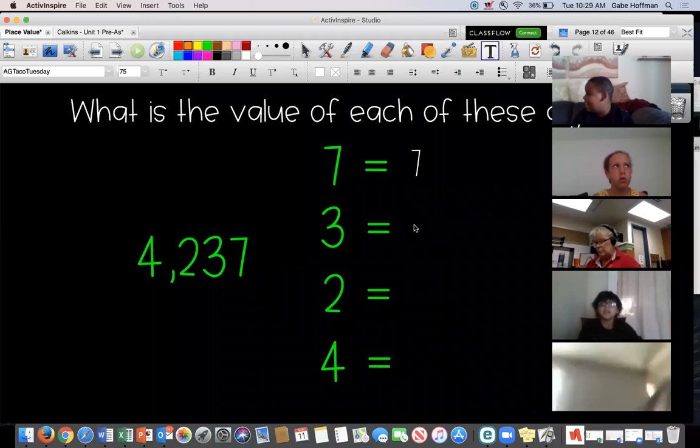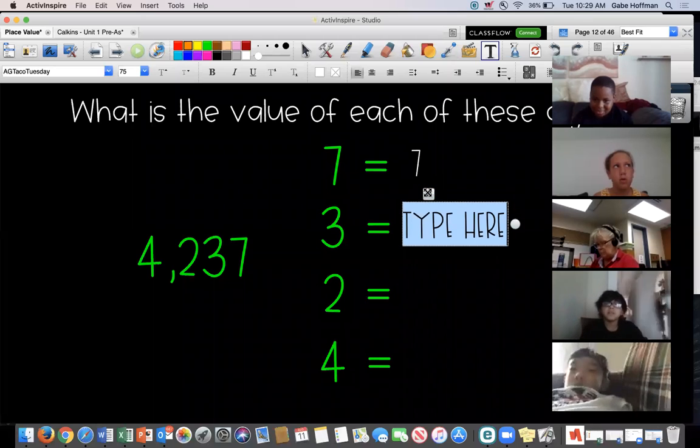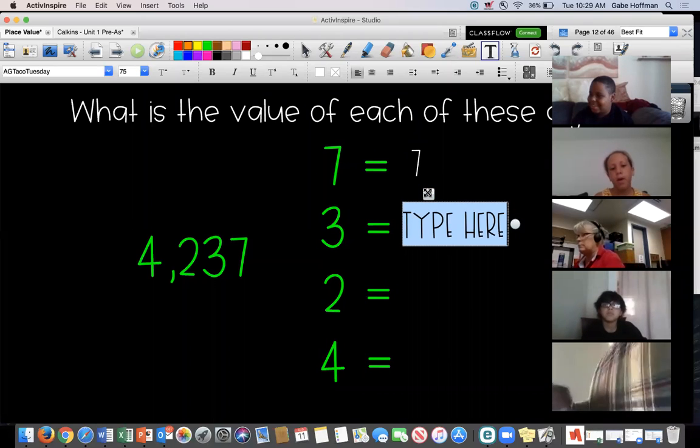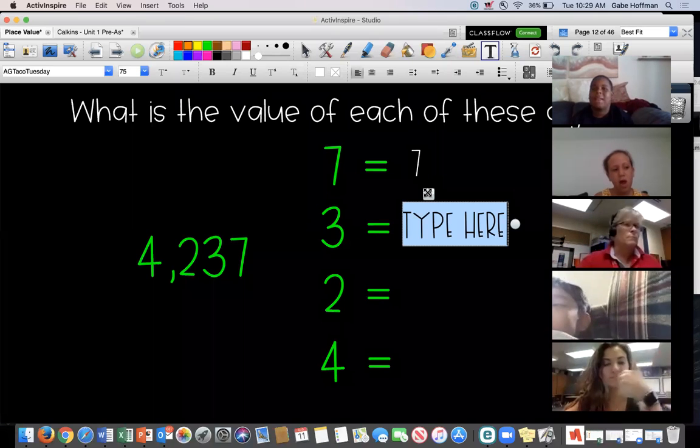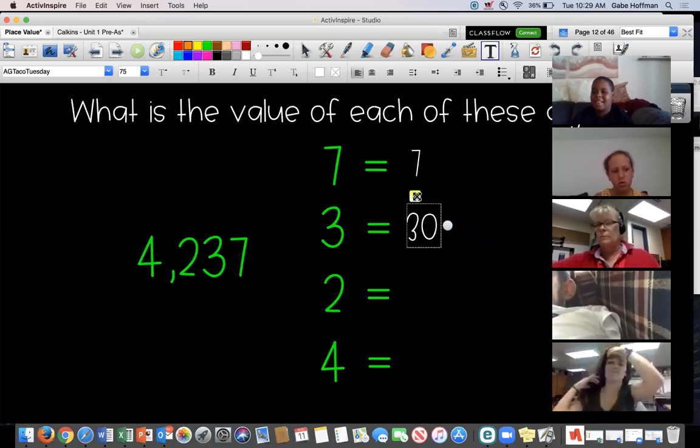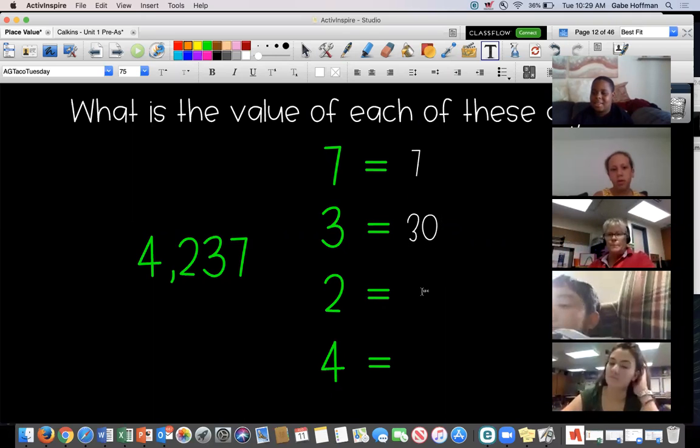I think the 3 is in the tens place. Okay, so if it's in the tens place, what would the value of the 3 be? 30. 30, very good, because it's 3 tens. Awesome job. Clay, I saw your hand go up. What about the 2?